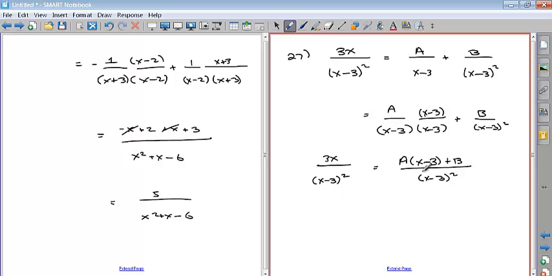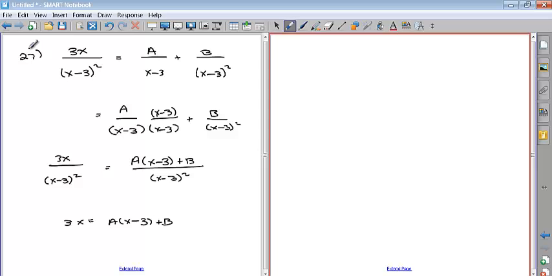So now that we have a common denominator, we can set the numerators equal to each other. Now this one's different in that you've only got one choice that's obvious. X is equal to 3. That'll make that go to 0. So what you get is 3 here. This 3 times x, which is 3, is equal to a times 3 minus 3 plus b. So that goes to 0. You'll get 9 is equal to b. B is equal to 9.